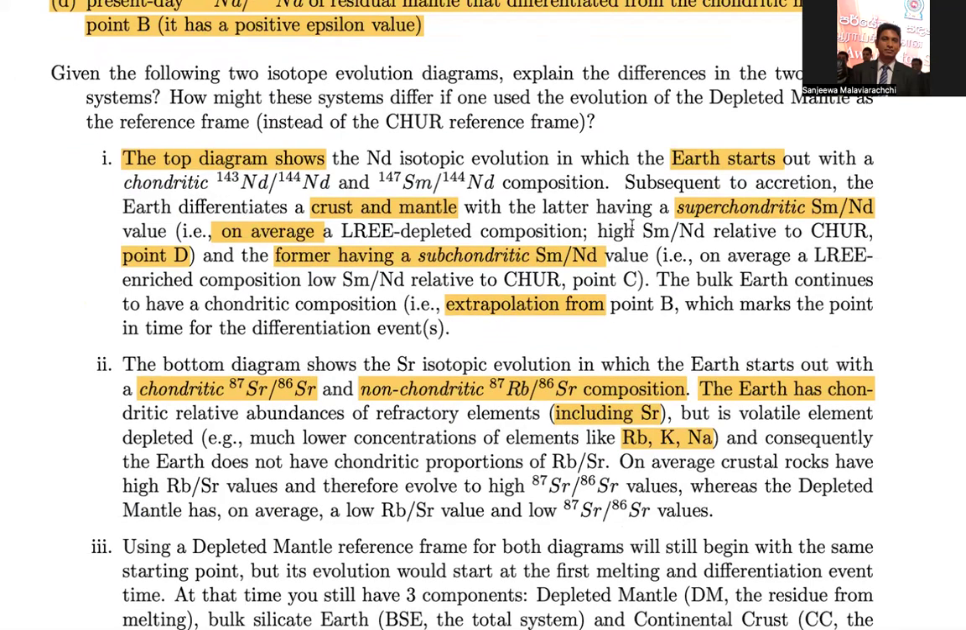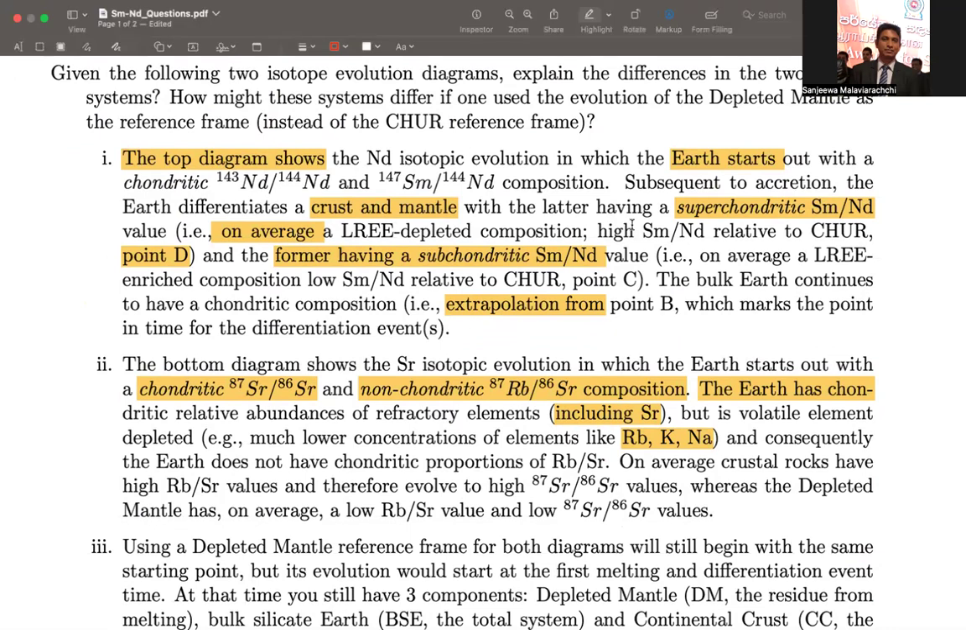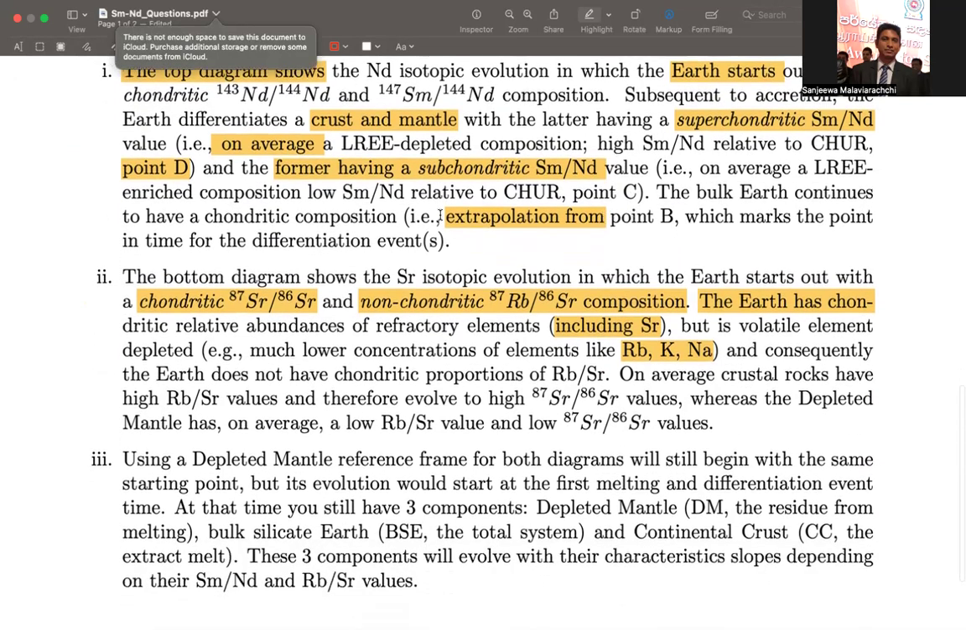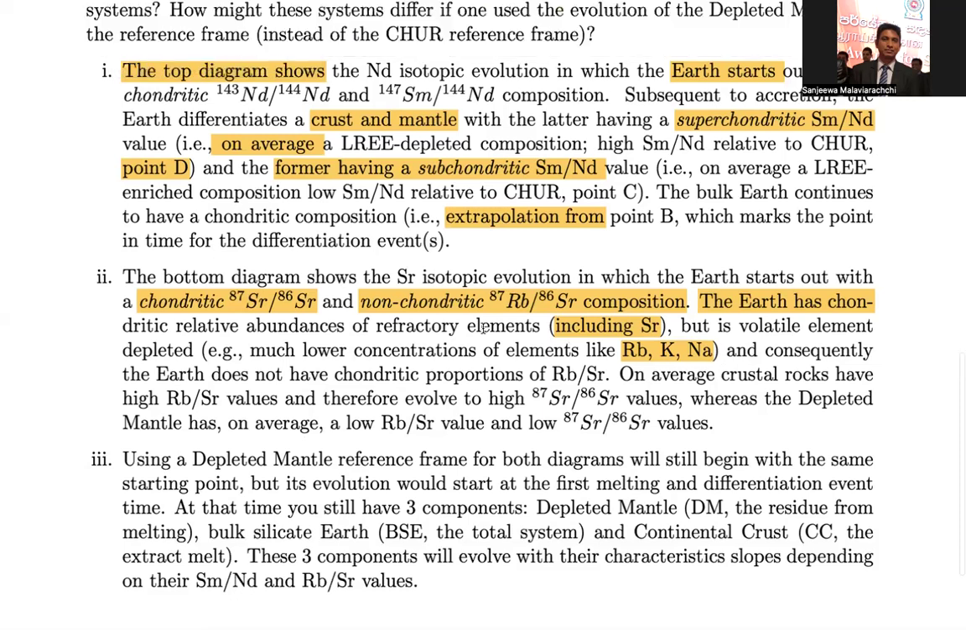If it is chondrite, then probably you can assume everything is chondritic, but since this is not given, you can consider that it is non-chondritic. Okay, we don't know, that's why. Earth does not have chondritic proportions of rubidium strontium. Consequently, Earth does not have chondritic proportions.